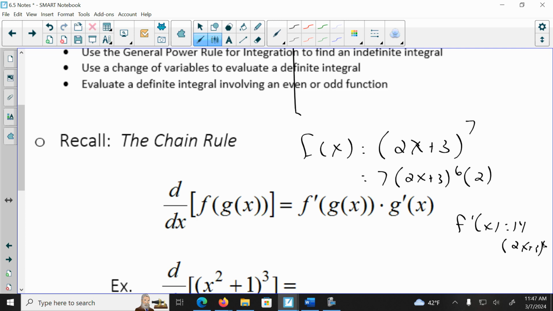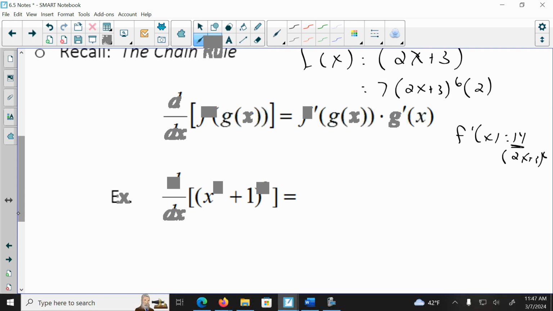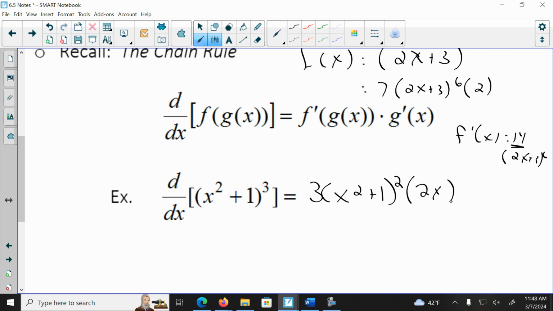So we had that extra little step when we take the derivative of a composite function. Now this is another one. If I asked you to take the derivative of this, you could take the derivative of that, yes? Bring down the 3, times the derivative of the inside, 2x, and so your final answer would be 6x times x squared plus 1 squared. Everyone remember that, yes?